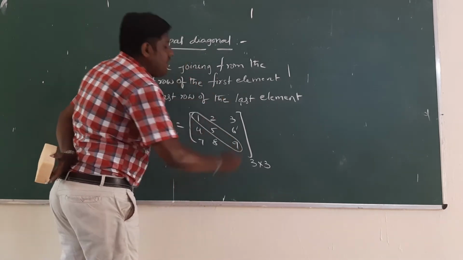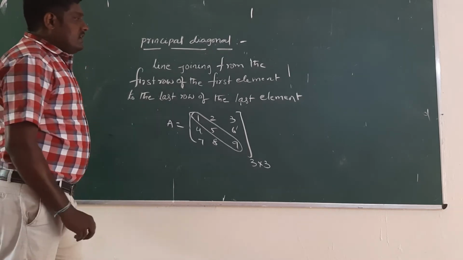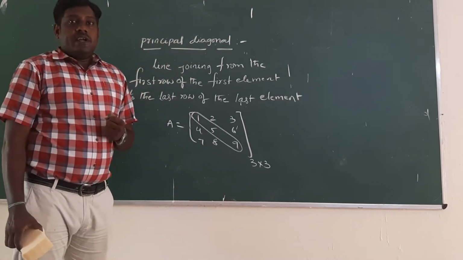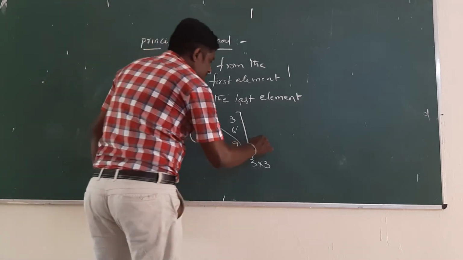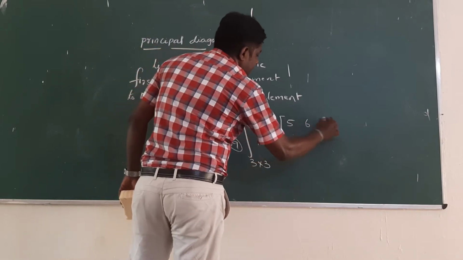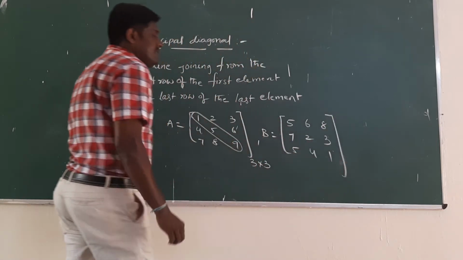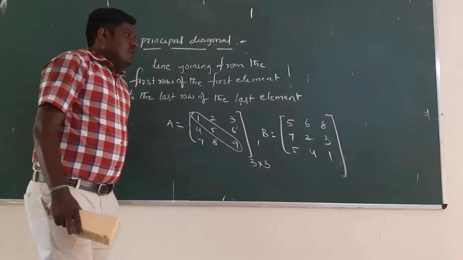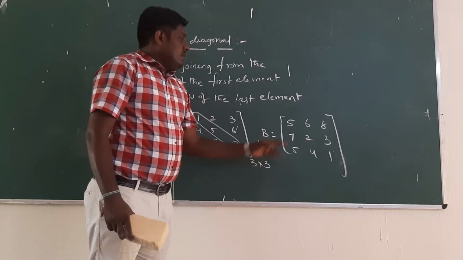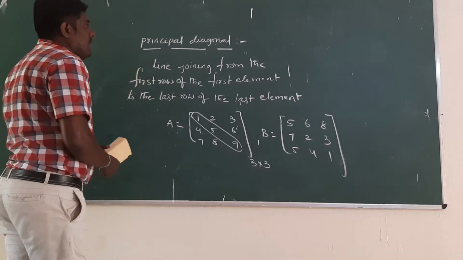These elements are called principal diagonal elements. It is applicable only in a square matrix. See one more example. Matrix B: 5, 6, 8, 7, 2, 3, 5, 4, 1. It is also a square matrix. So, which elements form the principal diagonal? 5, 2, 1. This is about the principal diagonal.